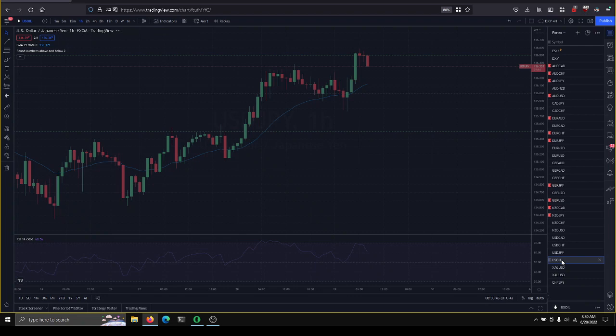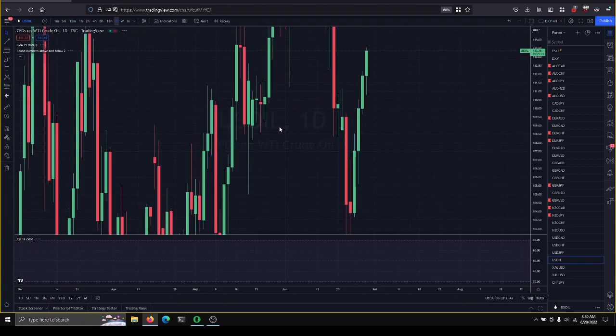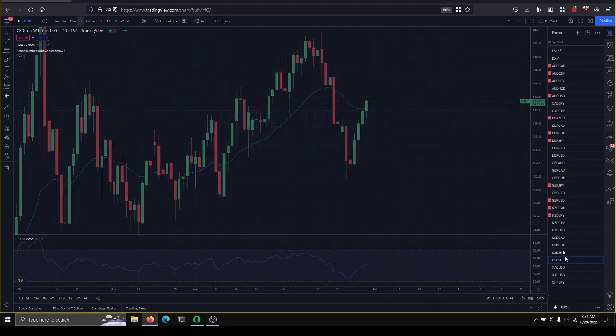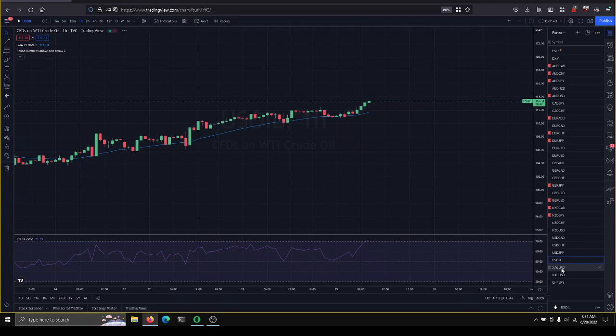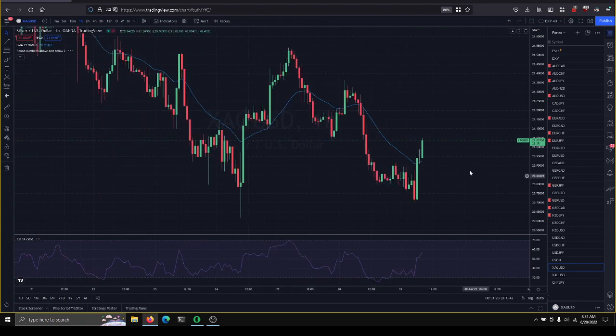US oil. New high on the 1 hour. Oversold. Look at the daily. What a nightmare. Hopefully this corrects for downside. Silver. Big move up. Maybe you get this trade.